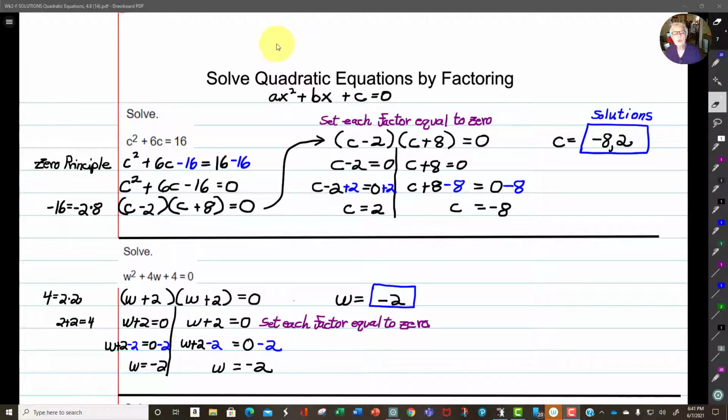Hello there. We're going to work on solving quadratic equations by factoring.